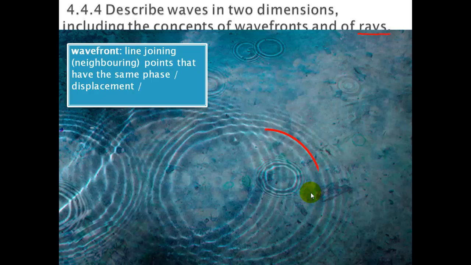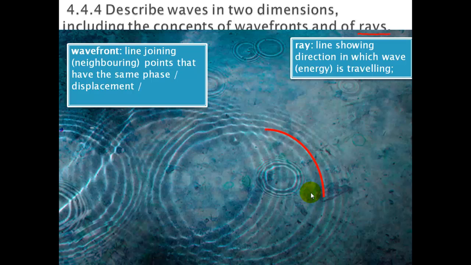What about the ray? A ray is basically a mathematical line showing the direction in which the wave energy is travelling. So if you imagine that it starts here, the wavefront is here, it's actually travelling in this direction, always at right angles to the wavefront. So this would be the ray. Notice it's at 90 degrees to the wavefront.